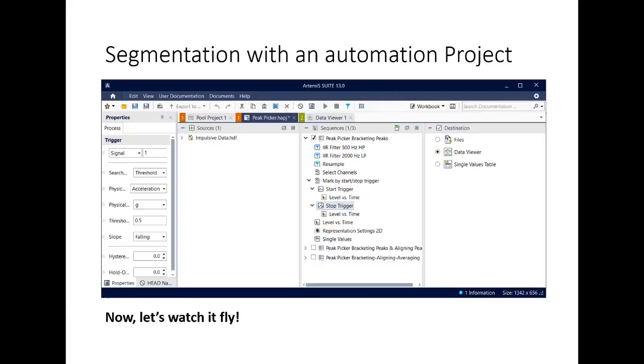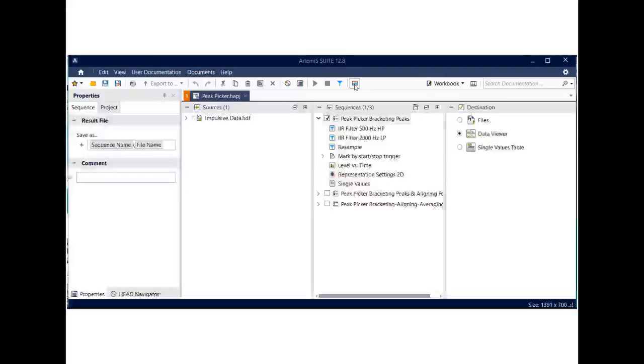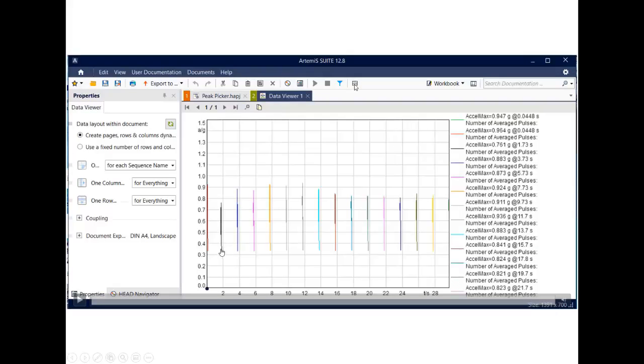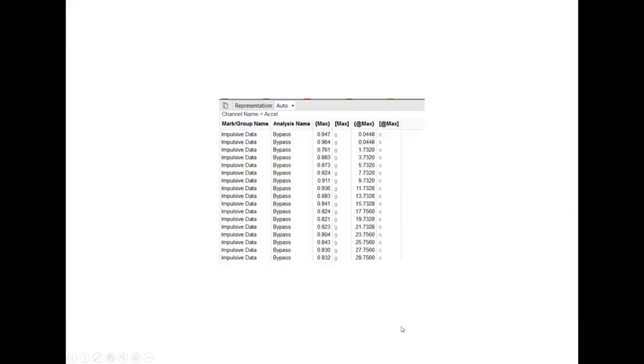So let's see this calculate in ArtemiS Suite. There's the project. Here comes the calculation, and it will generate, when it's done, a set of discontinuous peak values for each impulse. The time and amplitude of each pulse has already been exported to the legend. If one wants to, one can then generate and export that information to an Excel compatible table.